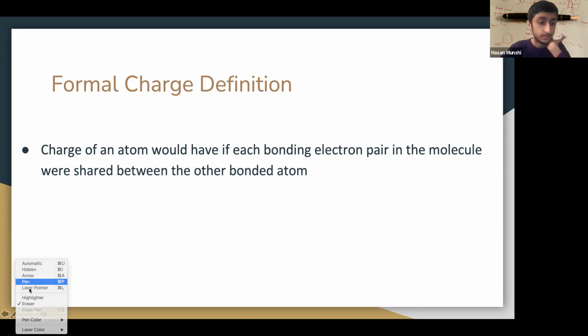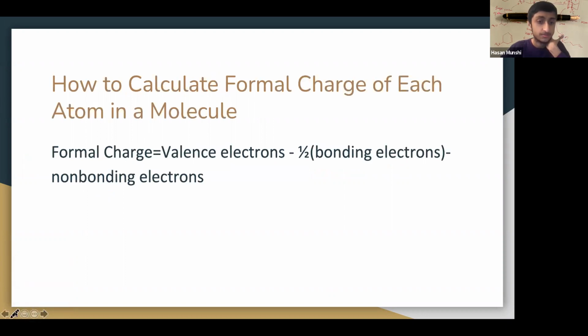Okay, so how to calculate the formal charge? Just use this formula: valence electrons. For instance, fluorine is 7, oxygen is 6, and so forth. I don't remember the periodic table exactly. Formal charge is valence electrons minus 1/2 bonding electrons minus non-bonding electrons. And to really think about it, it's the bonding electrons in each bond.